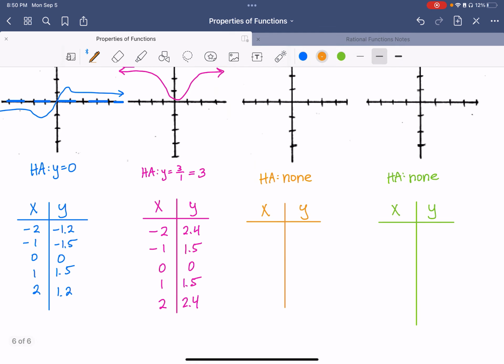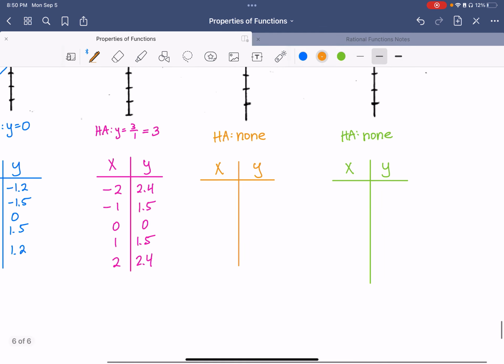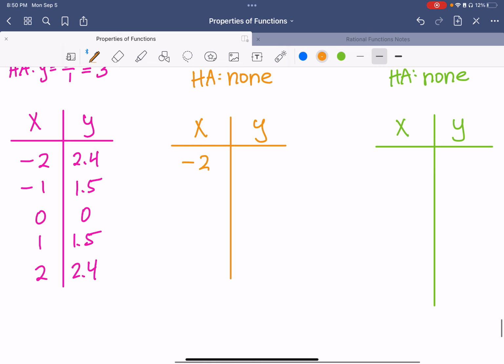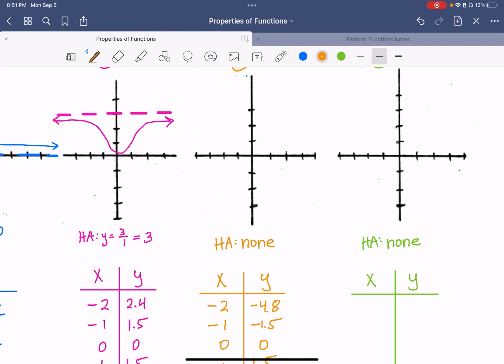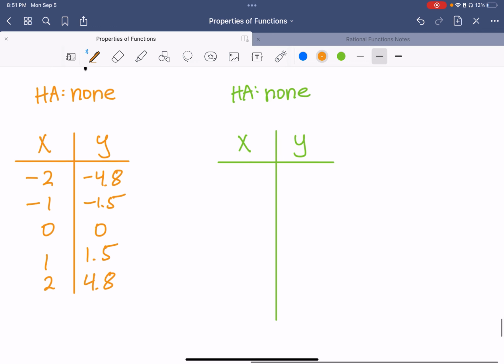Okay, the orange one, again from -2 to +2. Those are -4.8, -1.5, 0, 1.5, and 4.8. And that kind of makes a cubic graph, like this. And the green one.